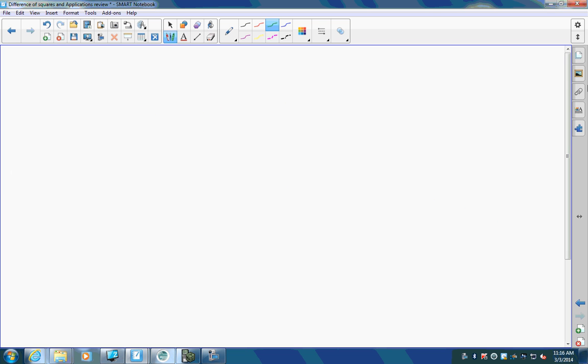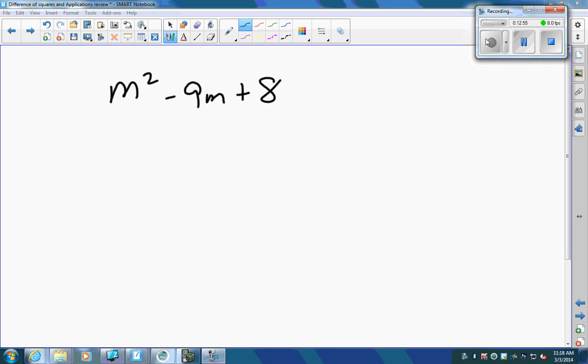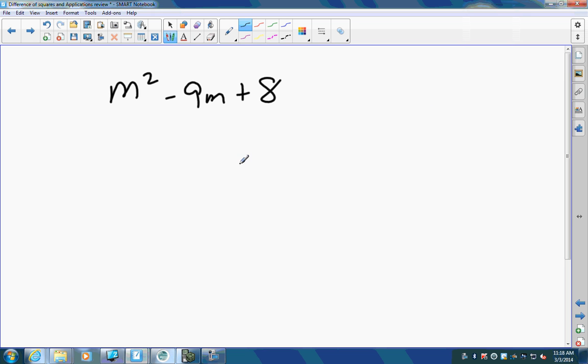I've got m squared minus 9m plus 8. The question is, instead of using these other letters, can I change it to an x? Yes, you can. All right, so here's the next one. Do this one now, please. Go. Here we go. Step 1 is GCF. There's nothing in front of that m, so there's no GCF. That means there's no slide. So we go straight to factoring.